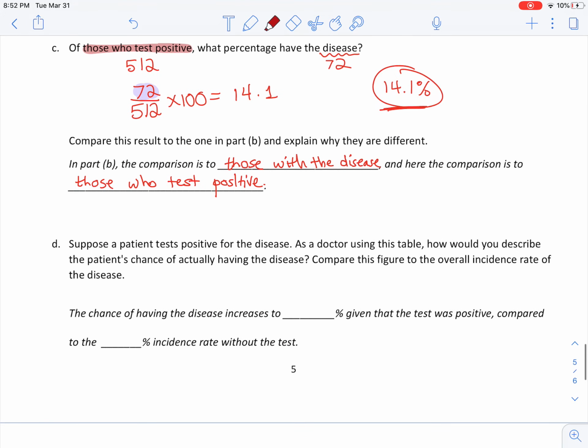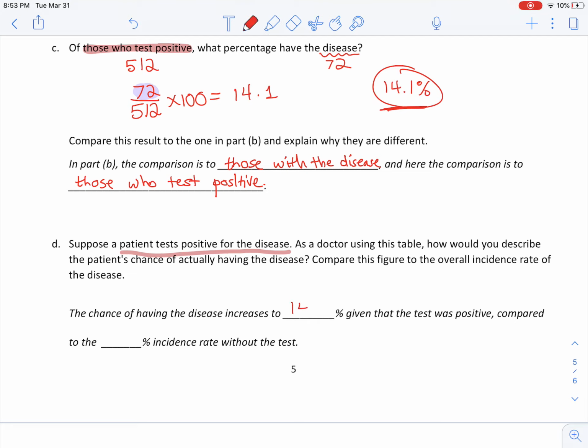All right. I think there was part D. So let's try to look at that one too. Okay. Wordy here. Suppose a patient tests positive for the disease. Okay, so this person is a little sad now because this person got a paper saying that, hey, you have the disease. As a doctor using this table, how would you describe the patient's chance of actually having the disease? Compare this figure to the overall incident rate of the disease.